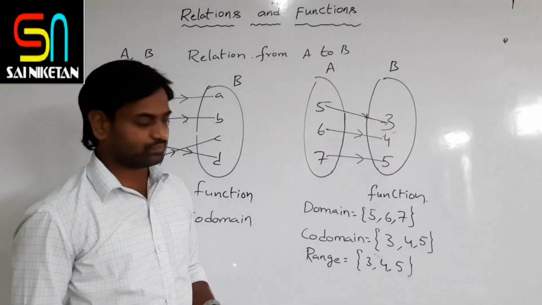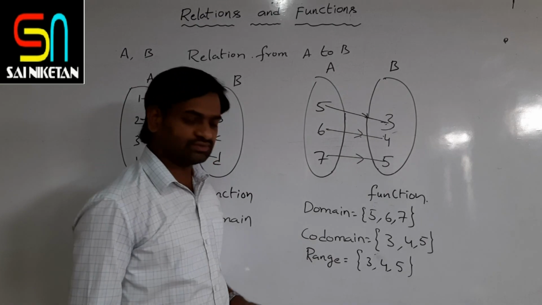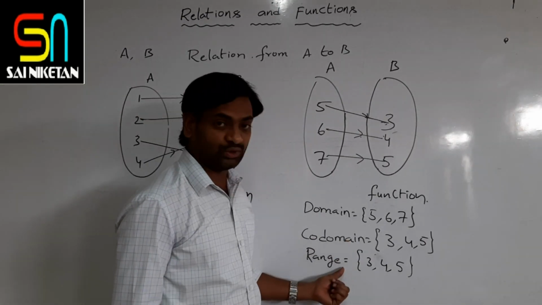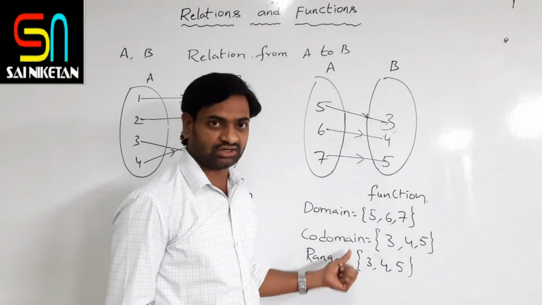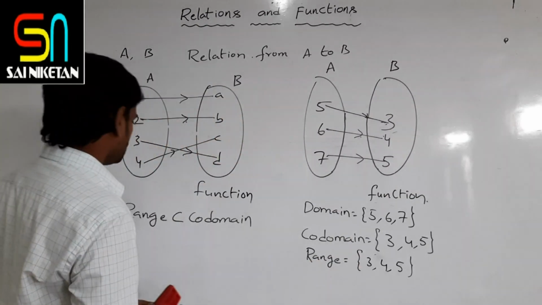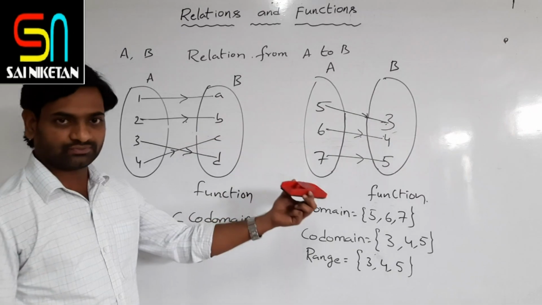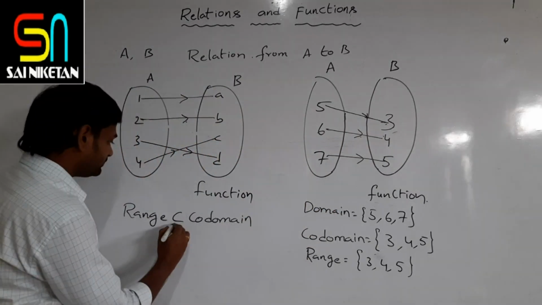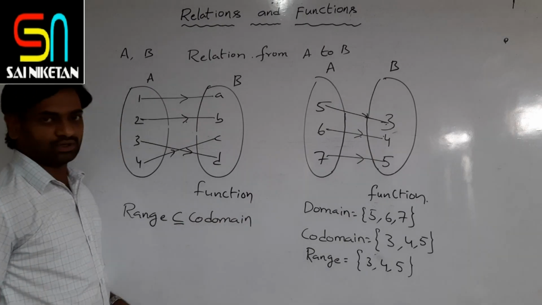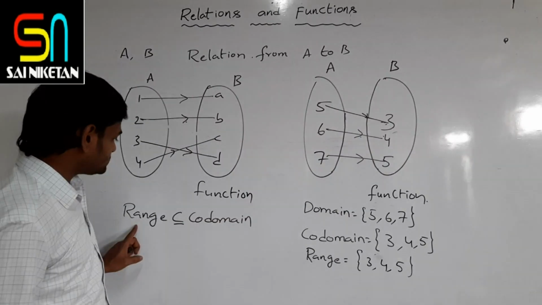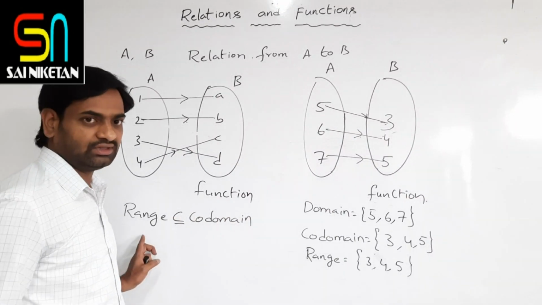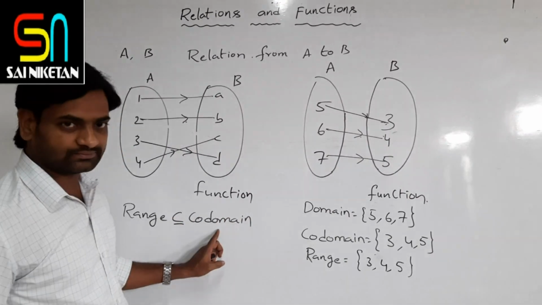Now observe here codomain and range. Are these codomain and range both equal or not? These both are equal. Okay. So in some cases it is a subset and in some cases it is equal. That's why I am writing here subset or equal. Range is a subset of or equal to codomain. That is the relation between range and codomain.